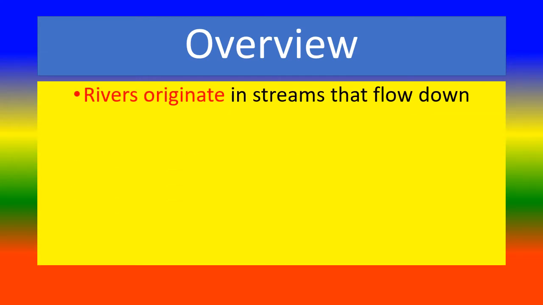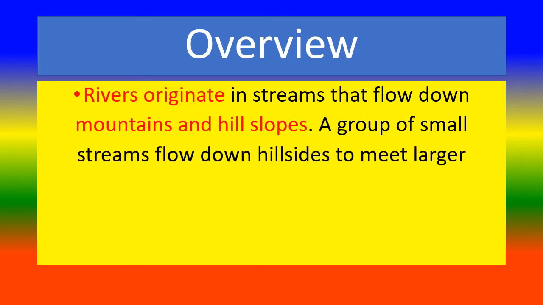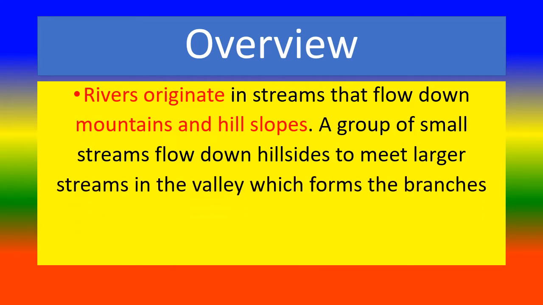Rivers originate in streams that flow down mountain and hill slopes. A group of small streams flow down hillsides to meet large streams in the valley, which forms the branches of major rivers.